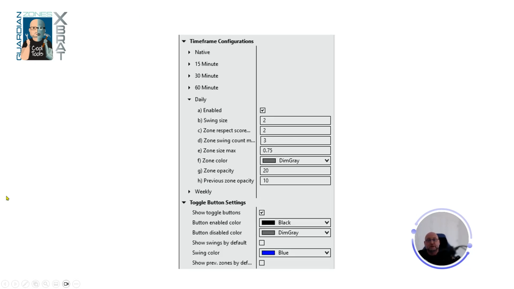So a couple more things. We can actually change the colours of those zones, whether it's the daily, the weekly, the 60-minute. And we can change the colour of those toggle buttons so you can see them a little bit more clearly if you want on that left-hand panel. So in this case, I'm just going to change the daily zone to dim grey. I'm going to change the button enabled and disabled to black and dim grey, just to give it a little look at a chart, it just pops out a little bit more.